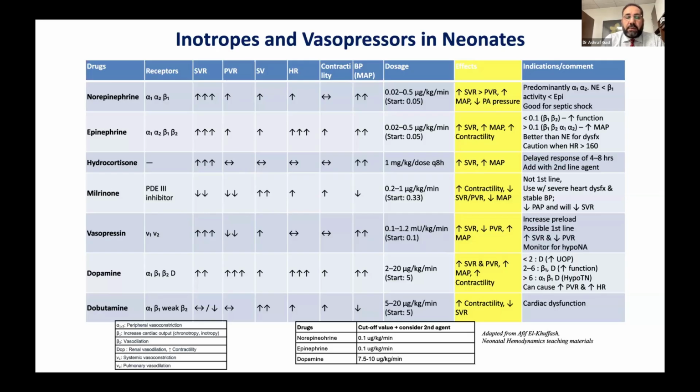Hydrocortisone can actually help those babies, especially if they have sepsis, and improve the blood pressure. And in some animal models, it can affect the response to nitric oxide. 1 to 2 milligram per kilogram per dose every 8 hours can be used until you have the desired effect. Milrinone, as we mentioned, is very commonly used as a second line or in conjunction with inhaled nitric oxide.